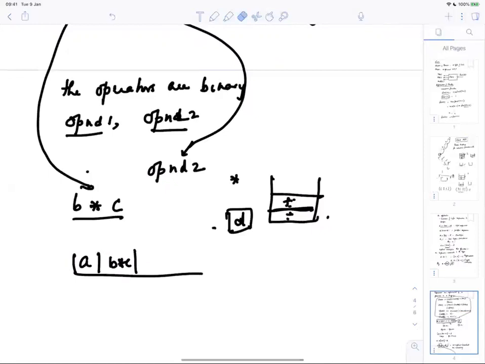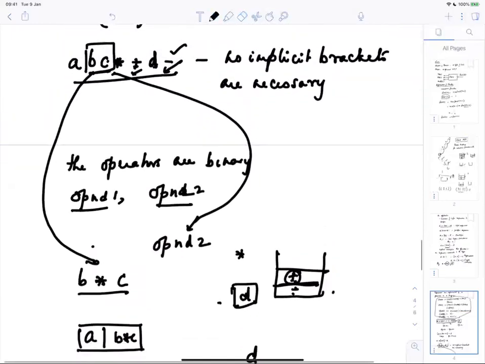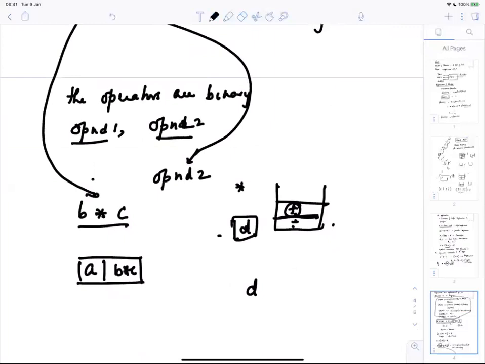So now, let me rewrite this properly. A and B star C are there. I still have the D, which is separate. Now I look at it, I have an operator. So if you combine this, assuming that B star C is evaluated, what do we have? We have A, B star C. Now if I go back and look at the expression, plus, and then D, and then minus.